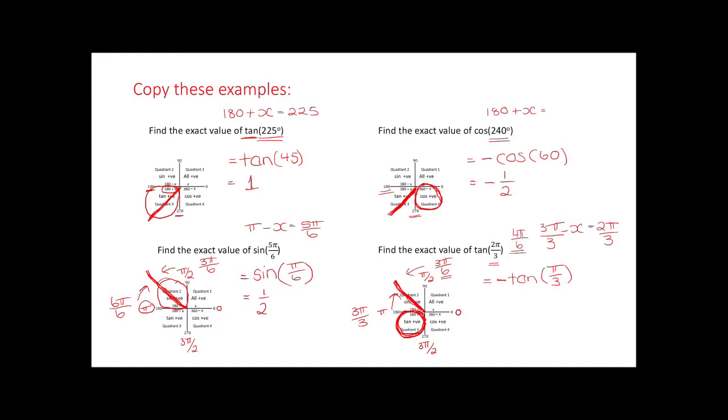So again, at this point, either know your radian exact values or think about pi divided by 3 must give us 60. Tan of 60 is root 3 over 3. So we've got negative root 3 over 3 as our final answer. So tan of 2 pi over 3 is negative root 3 over 3.